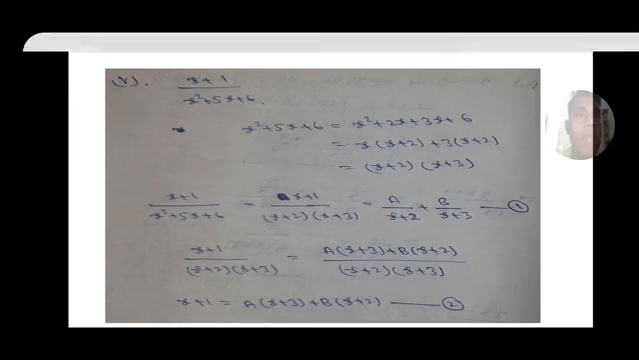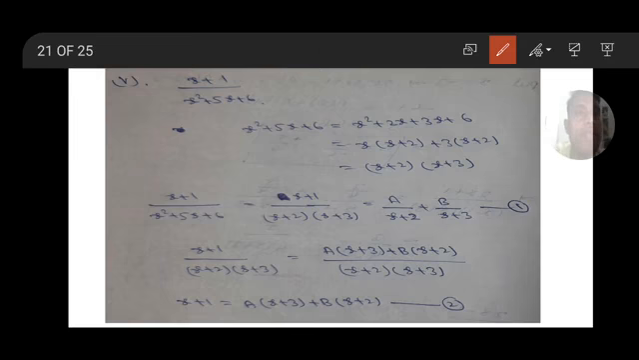x plus 1 by x square plus 5x plus 6. If you look at this, the denominator contains a quadratic factor. We think that it is a quadratic factor. But before deciding it is a quadratic factor, we have to factorize. If factors are not coming, then it is a quadratic factor. Take it as a quadratic factor.